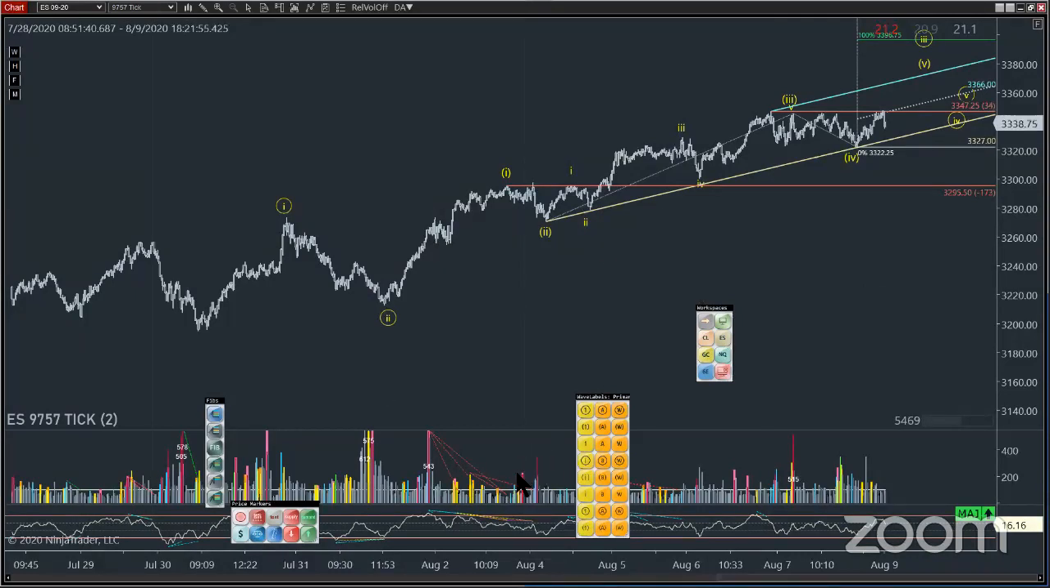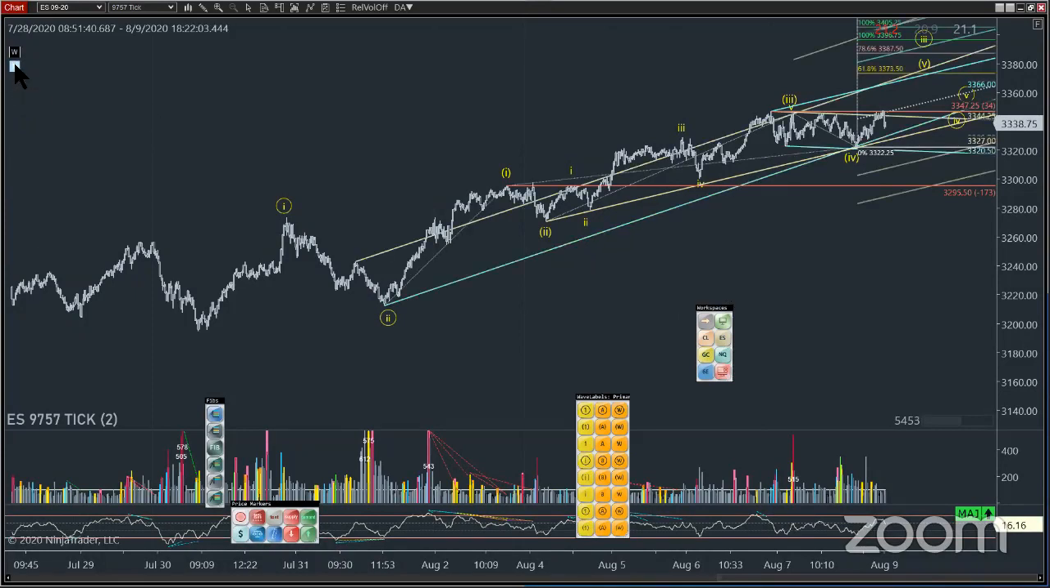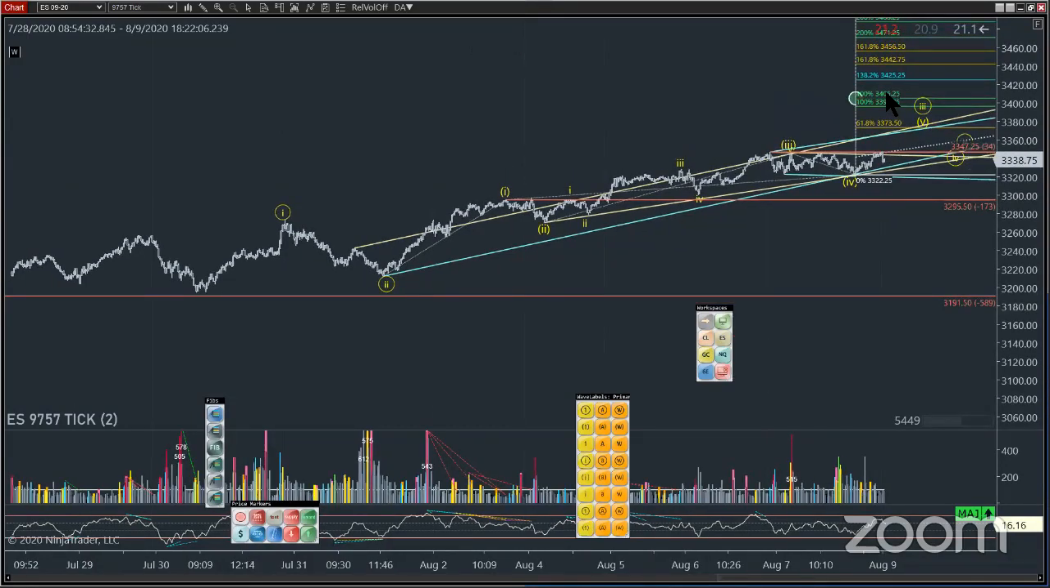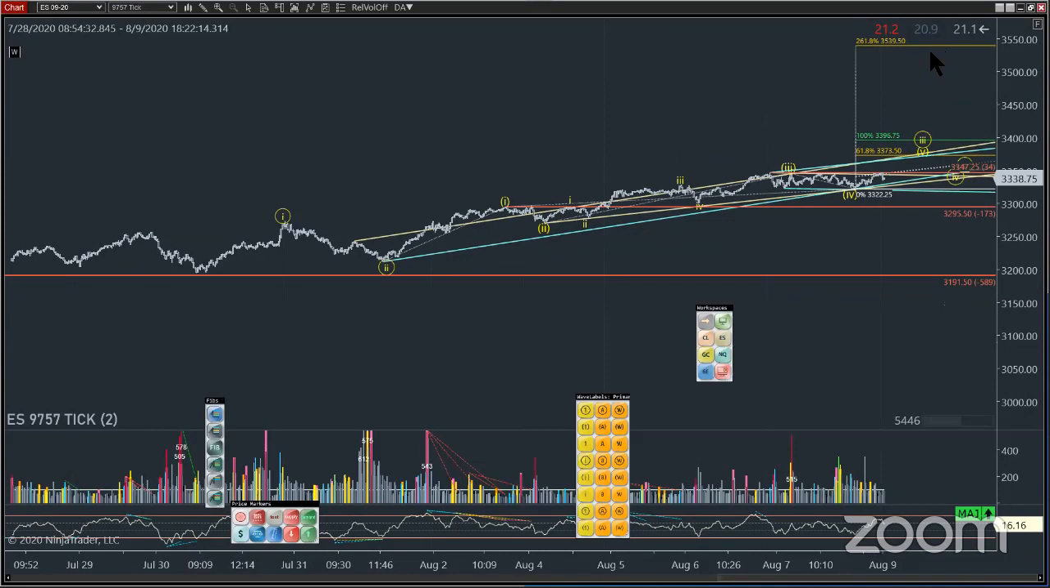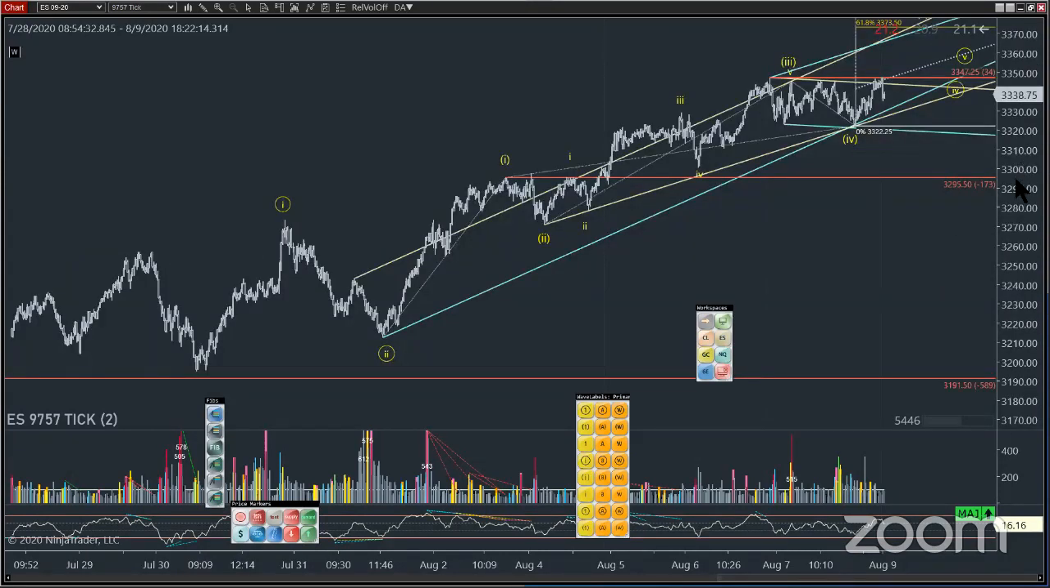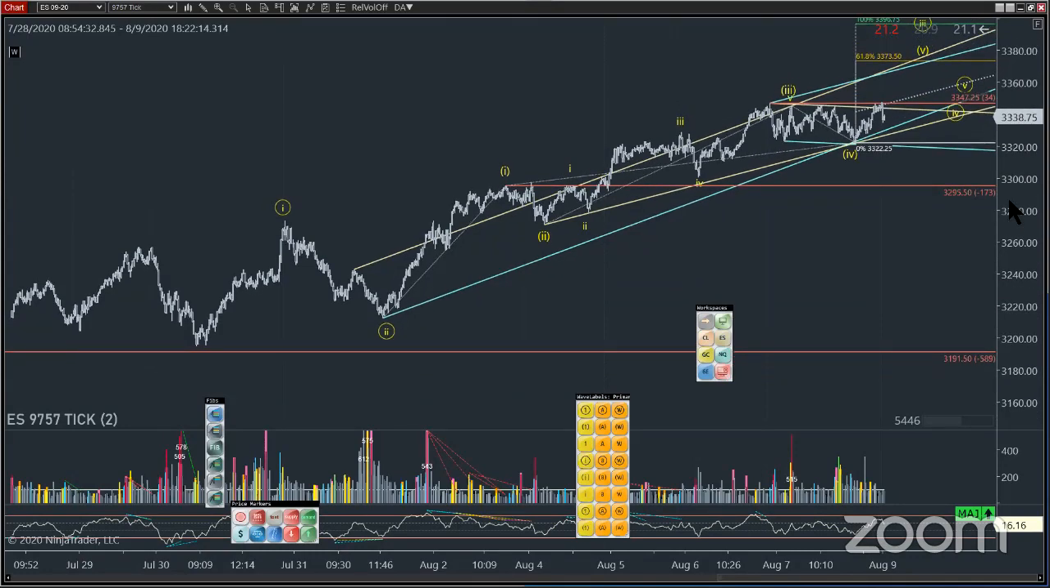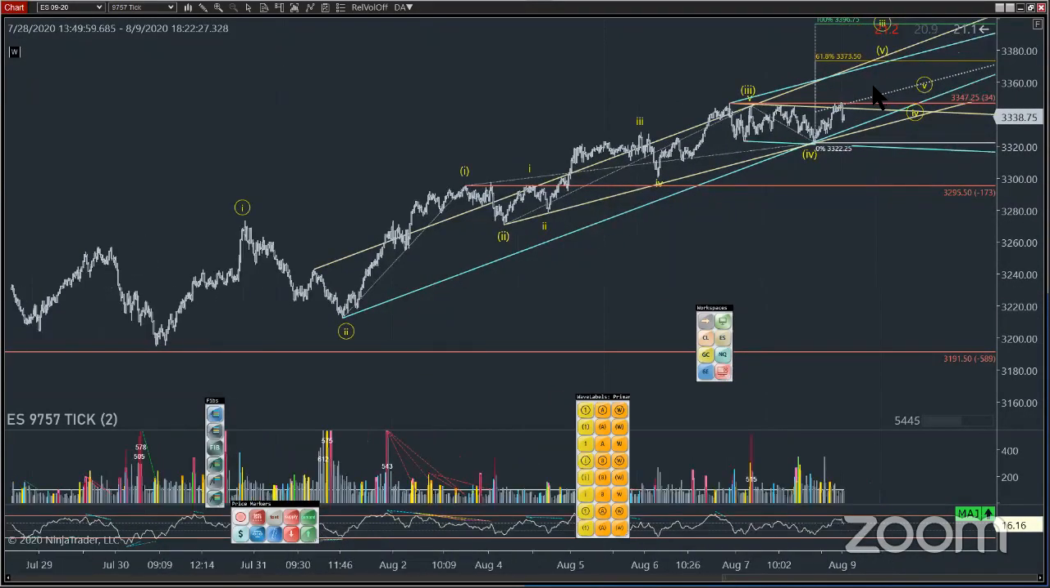So this weekly chart is just incredible looking. Let me show you this. All right, let's see if this shows up properly in the forum now before I move on.